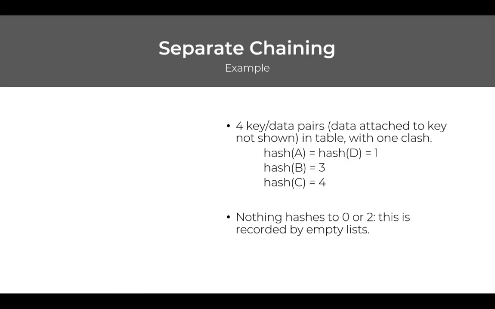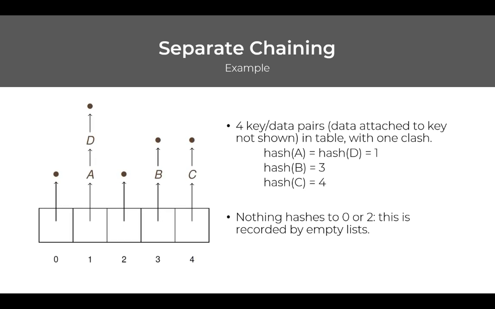Let's look at an example. For example, we've got 4 key data pairs. The data attached to the key is not shown in this example. And we've got one clash. Here, the hash of A is equal to the hash of D and is equal to 1. For the values B and C, the hash is equal to 3 and 4 respectively. Nothing hashes to 0 or 2. This is recorded by an empty list.